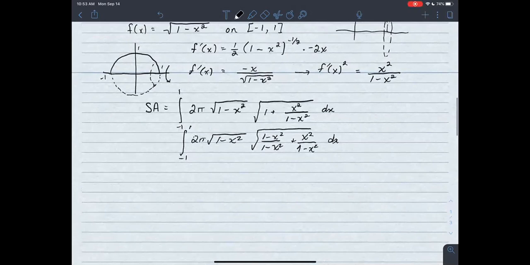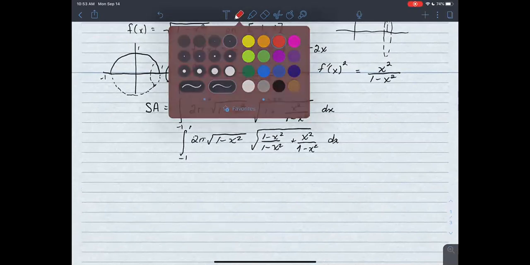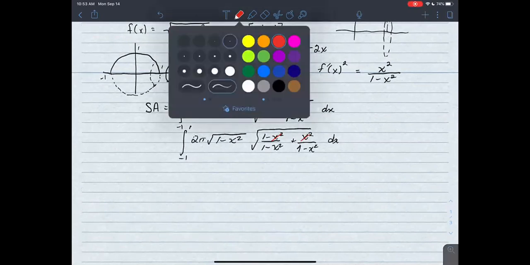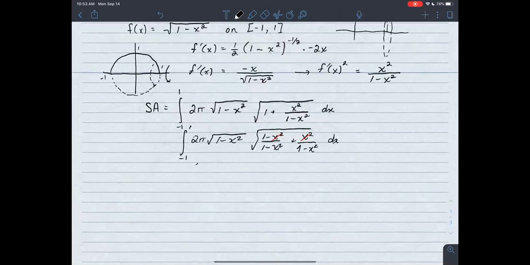And when I add, notice that really nicely, these two x squareds add up to 0. So now I've got 2 pi square root 1 minus x squared, square root of 1 over 1 minus x squared. And again, still integrating from -1 to 1.